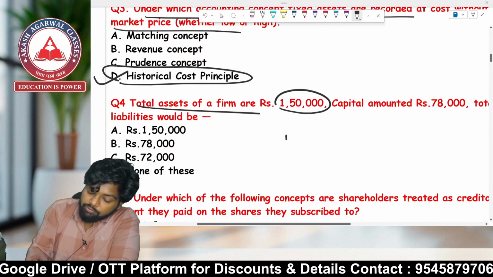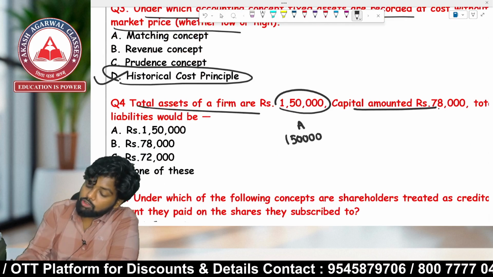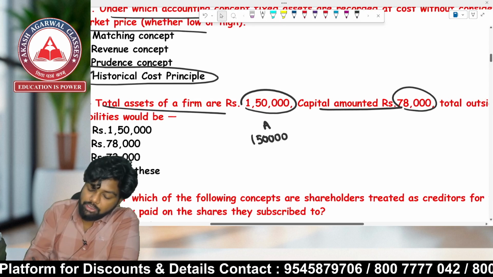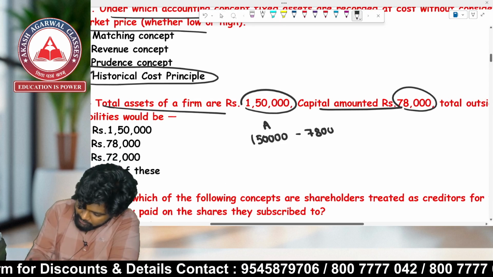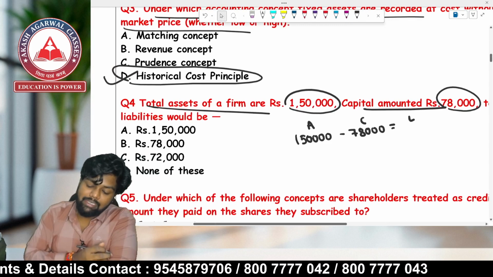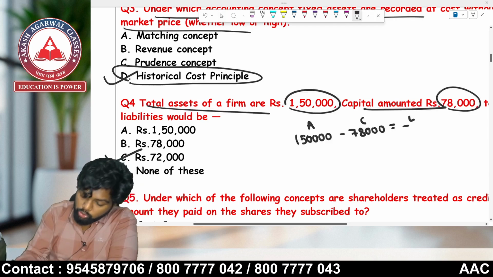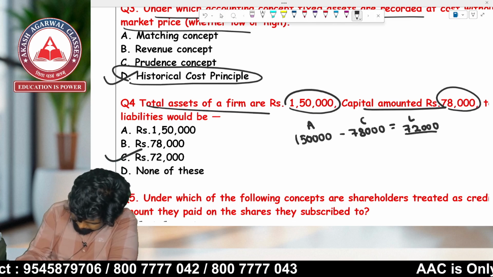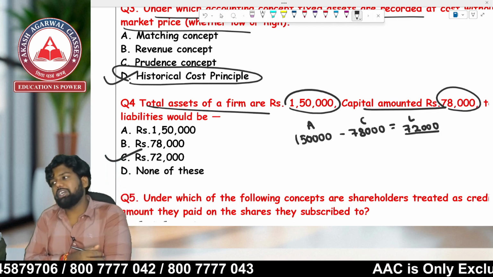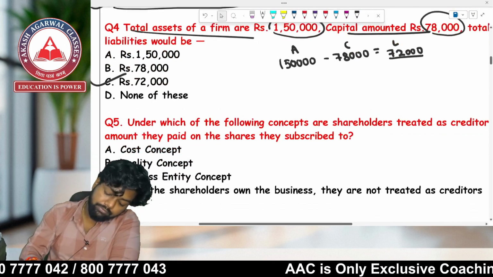Total assets of the firm are 1,50,000. Capital was 78,000. Liabilities will be assets minus capital, 78,000. How much is the liability? 1,50,000 minus 78,000 will be how much? 72,000. Option number C. Because we know the accounting equation: asset is equal to liability plus capital.